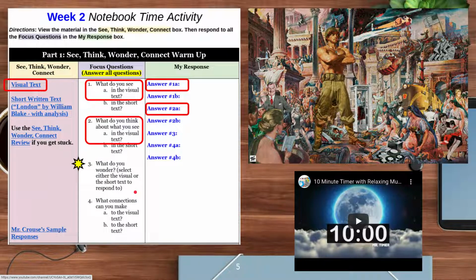And then number 4, what connections can you make to the visual text? And the answer would go next to 4A. So at this time, please pause the video here, take about 10 minutes and answer those questions.